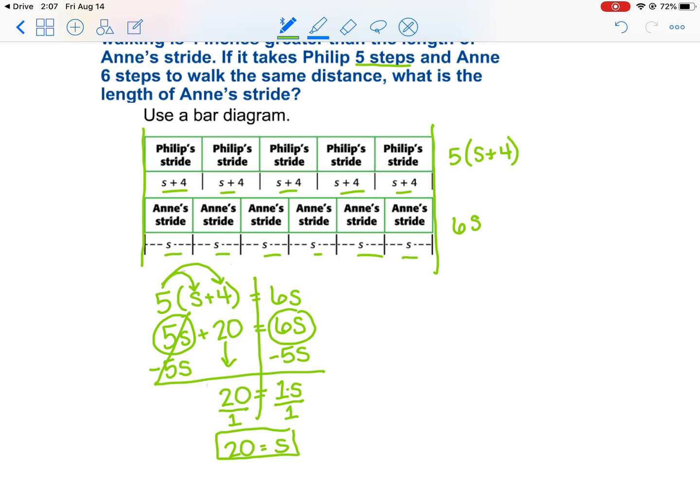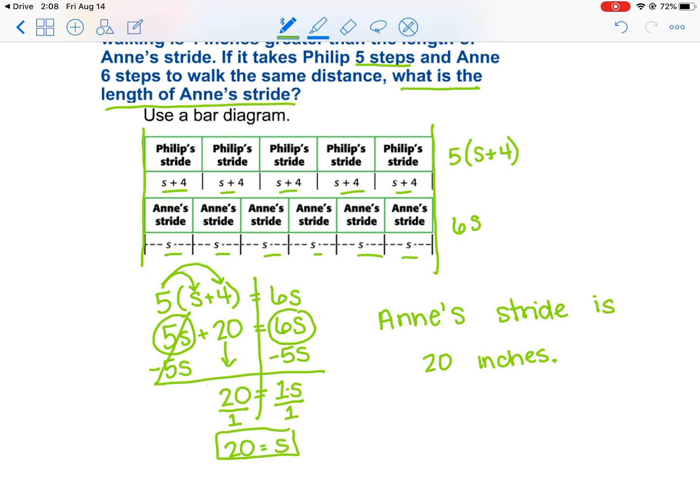This question asked me, what is Anne's stride? So Anne's stride is 20 inches. Since it's a word problem, we want to put that into a sentence. So Anne's stride is 20 inches.